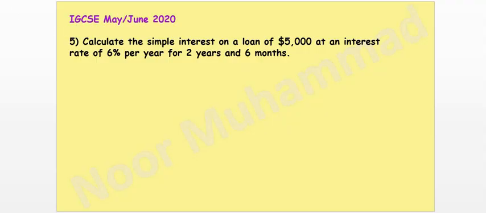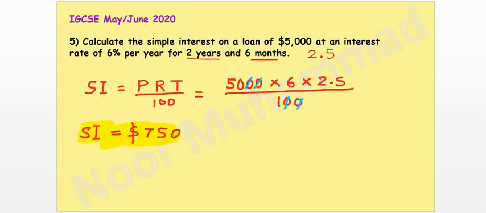Now I want you to solve this question on your own. Just keep one thing in your mind, that here they are saying 2 years and 6 months. So you know that 2 years and 6 months means that it's 2.5 years. So where we have to write the number of years or the time period, we will write over there 2.5. So better pause the video here, solve this question on your own, and then play the video to check your answer.